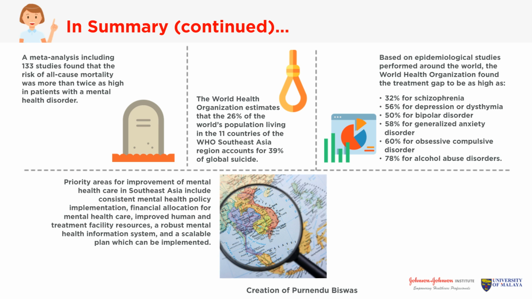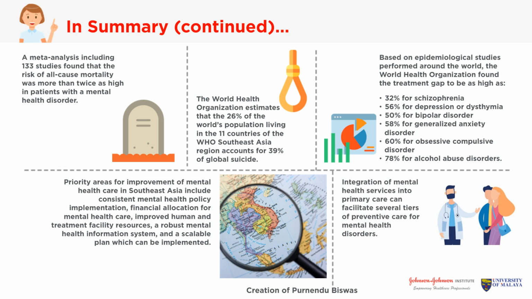Priority areas for improvement of mental health care in Southeast Asia include consistent mental health policy implementation, financial allocation for mental health care, improved human and treatment facility resources, a robust mental health information system, and a scalable plan which can be implemented.